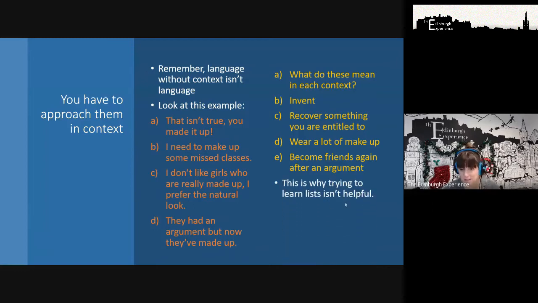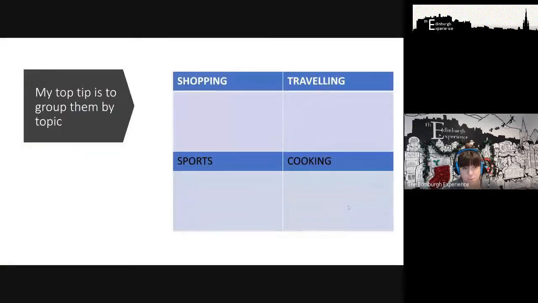Okay, lists are not helpful. So what I would suggest is the best way to approach them is that you can think about grouping them by topic. Yeah, especially if you're doing exams, this can be really useful, because if you choose topics which are commonly tested in exams, then you have a nice little collection of phrasal verbs related to each of these topics.